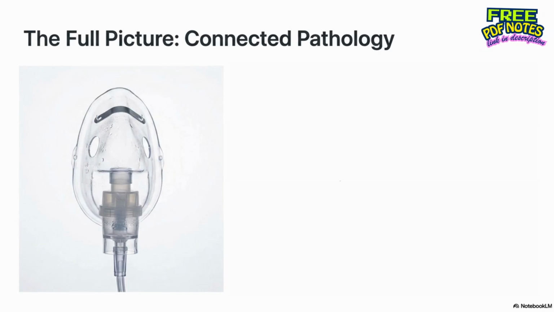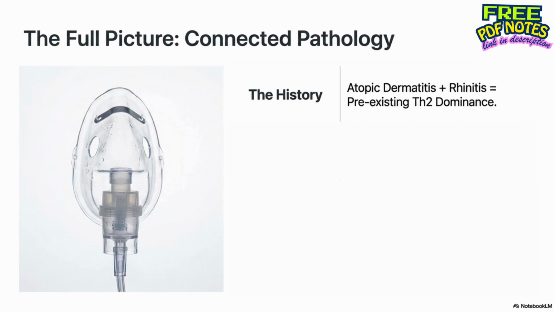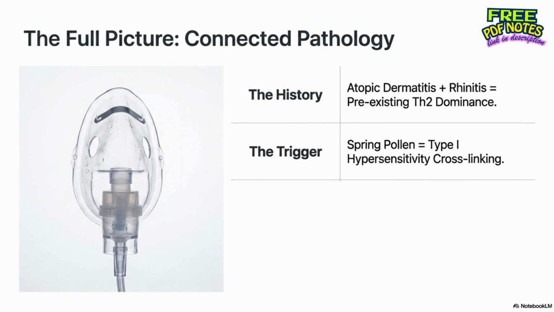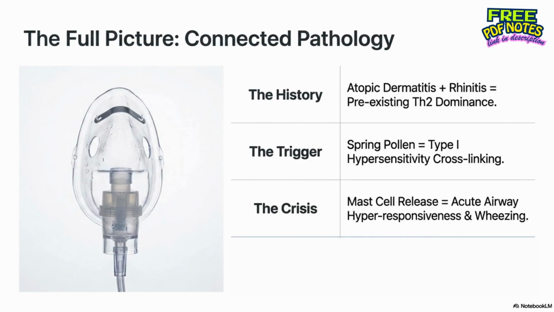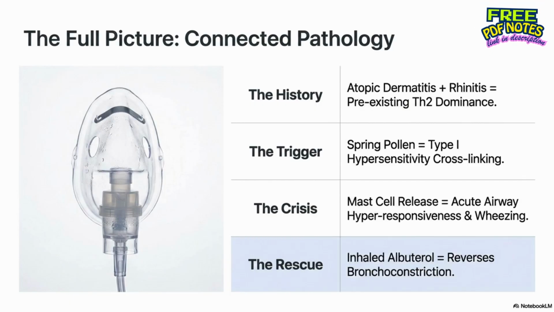Connected pathology. The history. Our patient had atopic dermatitis and rhinitis, which equals a pre-existing Th2 dominance. The trigger. The spring pollen equals type 1 hypersensitivity cross-linking. The crisis. The resulting mast cell release equals acute airway hyperresponsiveness and wheezing. The rescue. The inhaled albuterol acts directly to reverse that bronchoconstriction. That wraps up our session on the Th2 axis and atopic asthma.